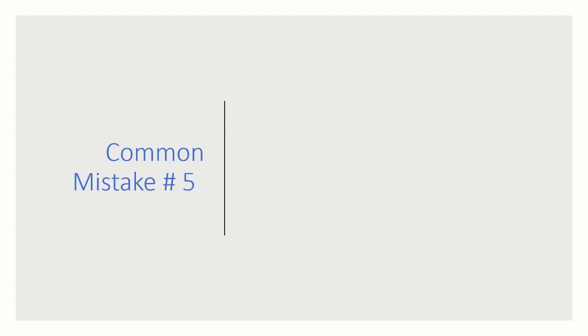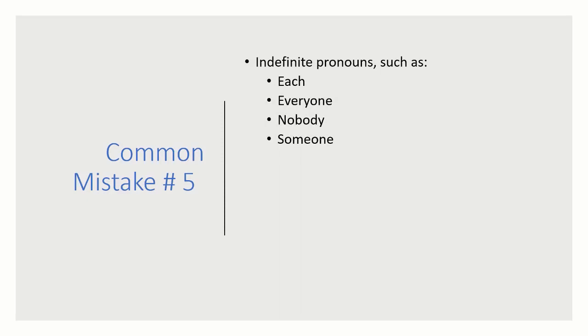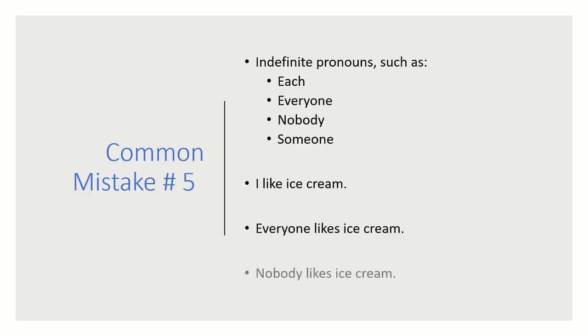Common mistake number 5. Indefinite pronouns such as each, everyone, nobody, someone. So I like ice cream. Everyone likes ice cream. Nobody likes ice cream. So a lot of people might make the mistake of saying everybody like ice cream or nobody like ice cream.